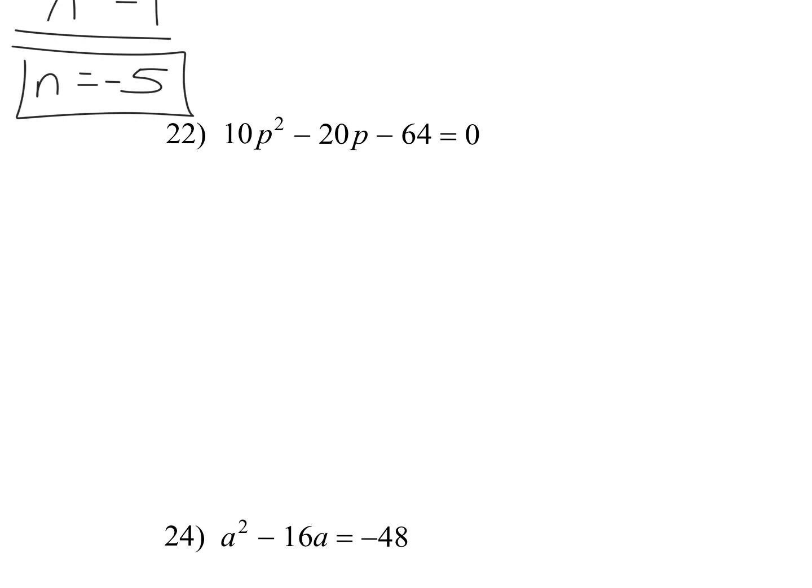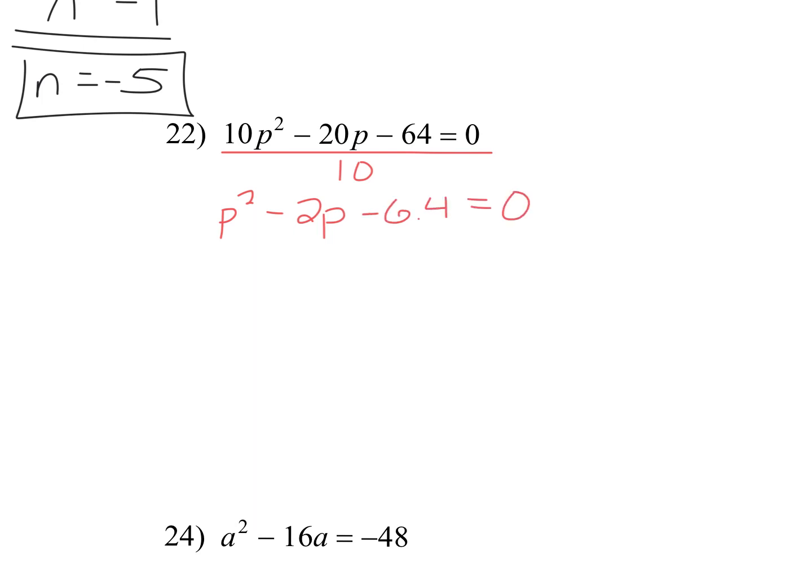What about number 22? What are you going to divide by? You're going to divide by 10, but is it going to turn out nicely? No, so let's go through it. We divide by 10. So I have p squared minus 2p. What do we think that 64 turns into? What's 64 divided by 10? 6.4. Yep.